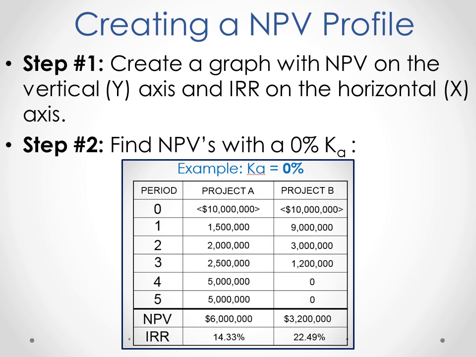So to calculate the net present value profile, we have to create a graph with net present value on the vertical axis, that is the y-axis, and we'll put internal rate of return on the horizontal axis. And then what you do is you run your numbers again with a zero cost of capital to find out what our net present value would be with a cost of capital of zero. Okay? So if you look at this, our net present value at a cost of capital of zero is $6 million for project A and $3,200,000 for project B. Let's go to the next slide.